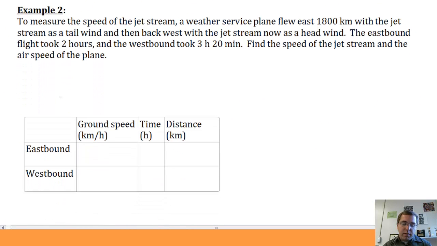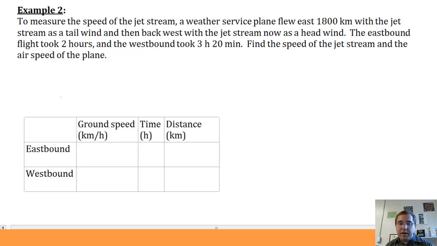Example number 2. Somewhat of a different kind of problem. To measure the speed of the jet stream, a weather service plane flew east 1,800 kilometers with the jet stream as a tailwind, and then back west with the jet stream now as a headwind. The eastbound flight took 2 hours, and the westbound flight took 3 hours and 20 minutes. Find the speed of the jet stream and the airspeed of the plane.